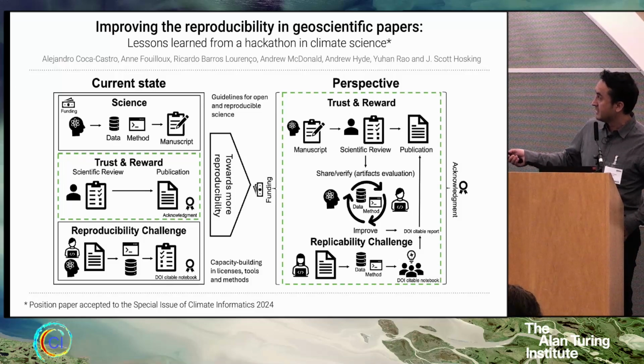And just to mention, these dimensions are very important. We need to strengthen these guidelines for open and reproducible science, and as well, it's very important to do this capacity building, and this is what we see at the end. Everyone will have acknowledgement, and the funding should be across all these different challenges.